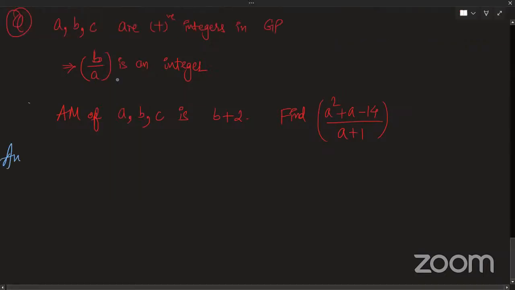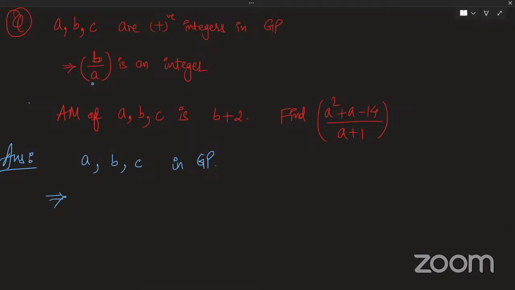Has anyone not understood the question? So how can you approach this question? See, A, B, C are in GP. So how will you write these three integers? B by A equals C by B. Yes, I know that, but how will you represent these three numbers?